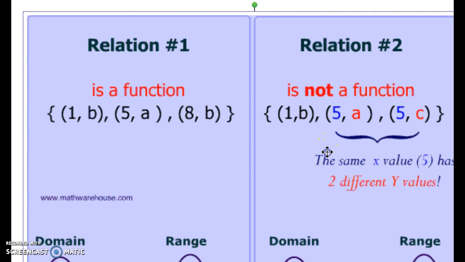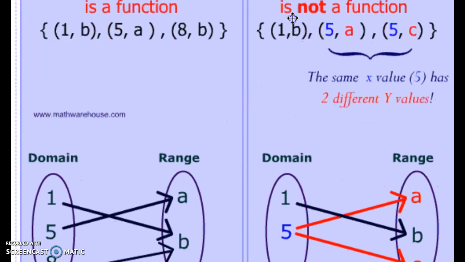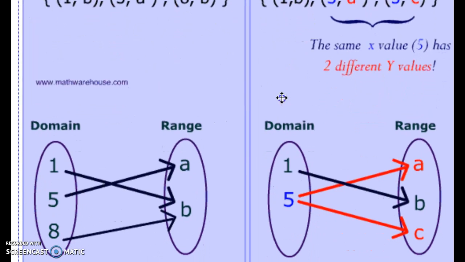You can also see it represented in a map, which I'm going to show you down here. So they'll draw an arrow connecting each domain with the range that comes out. If you put in 1, you get B. If you put in 5, you get A, 8, B. This is a function. This is not a function because 5 is going to 2 different outputs, going to 2 different range values, and that can't happen in a function. It can only match up with exactly 1.